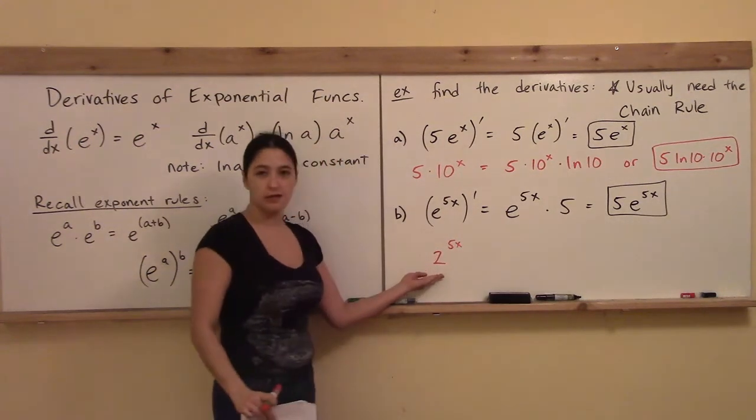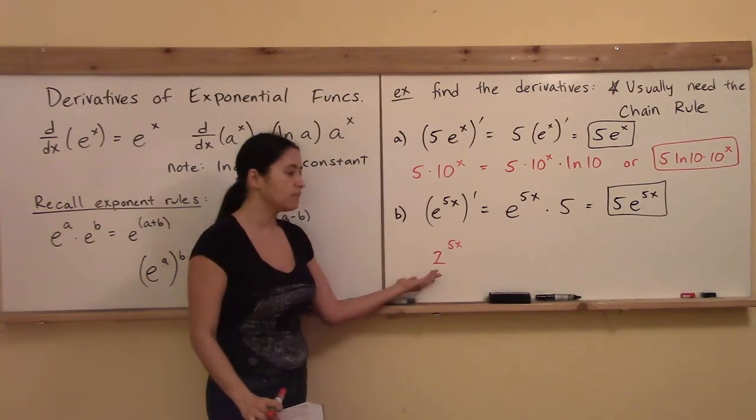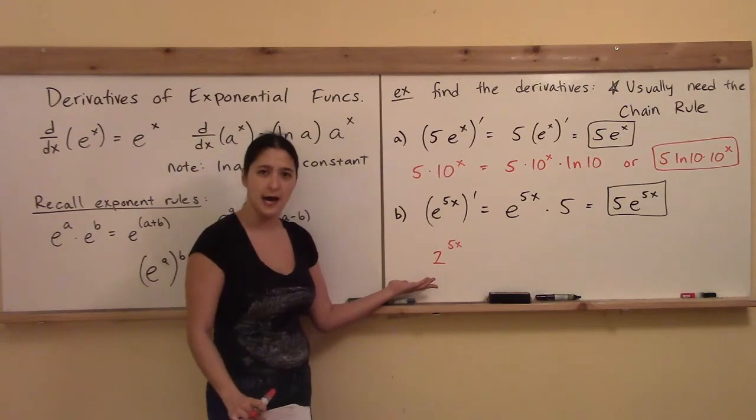Okay, what about down here if we were working in base 2 and we had 2 to the 5x? What's the derivative of that?